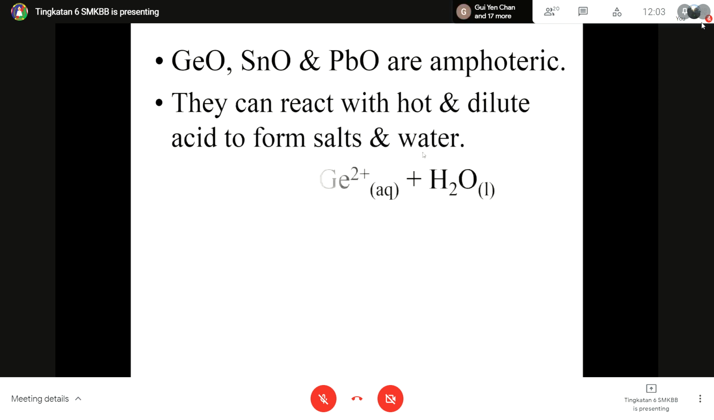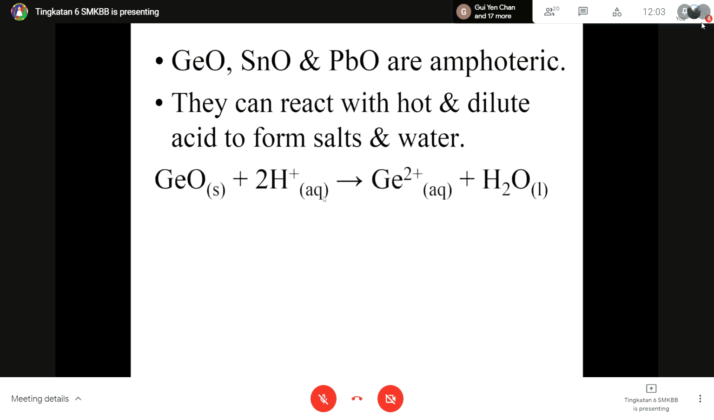Now, of course, for this one, please, the ion that represent acid is hydrogen ion. No, don't get them confused. So imagine if your acid is HCl, then of course your product here is GeCl2. Okay, that the salt, germanium chloride. Okay, so salt and water.